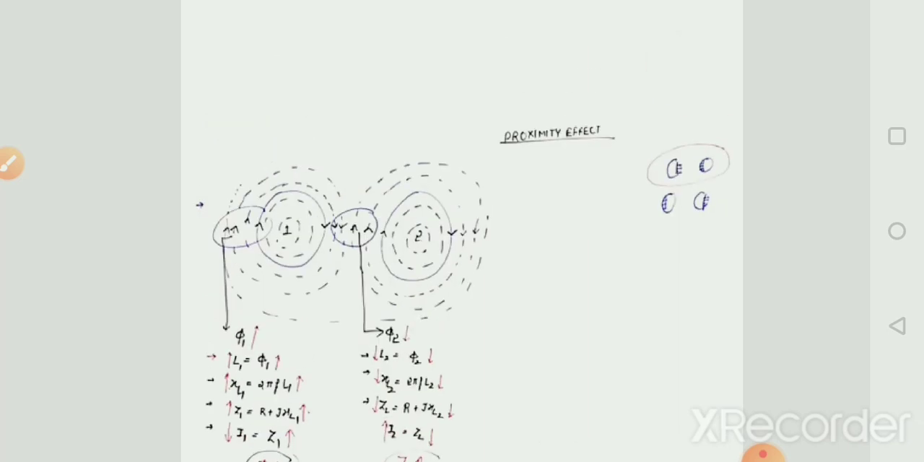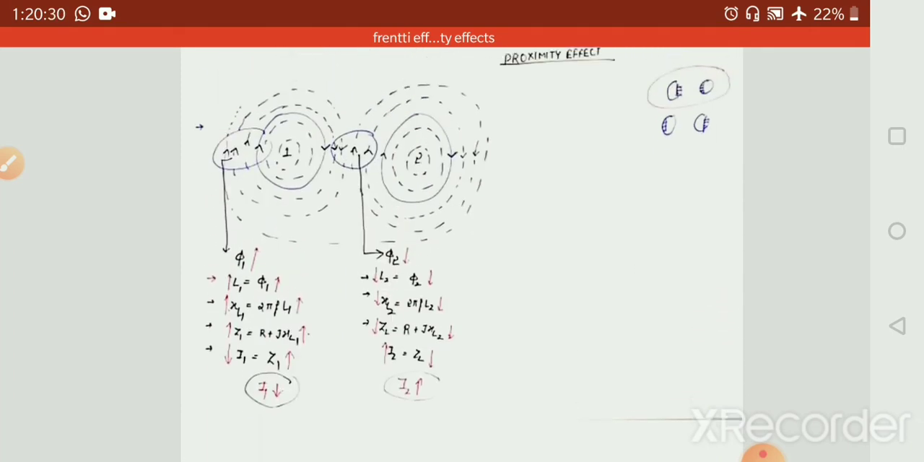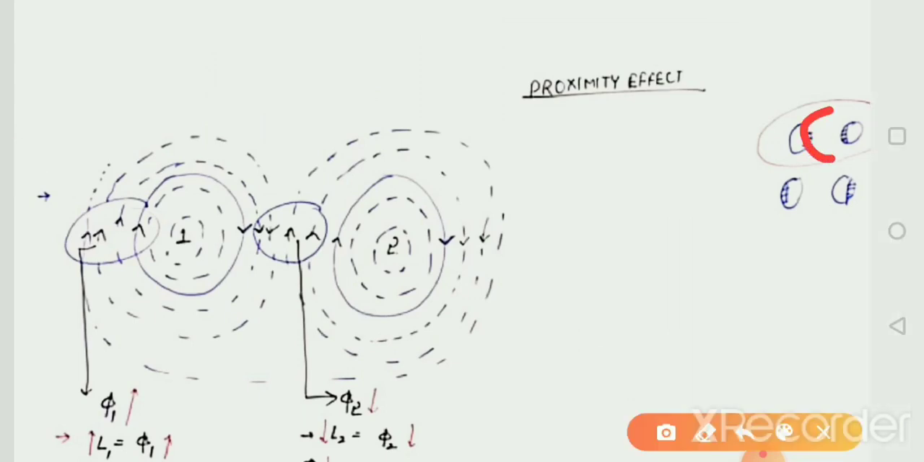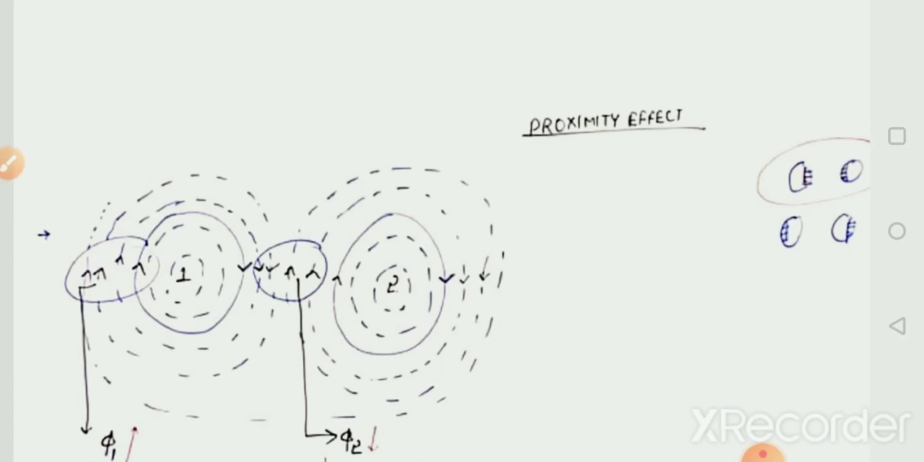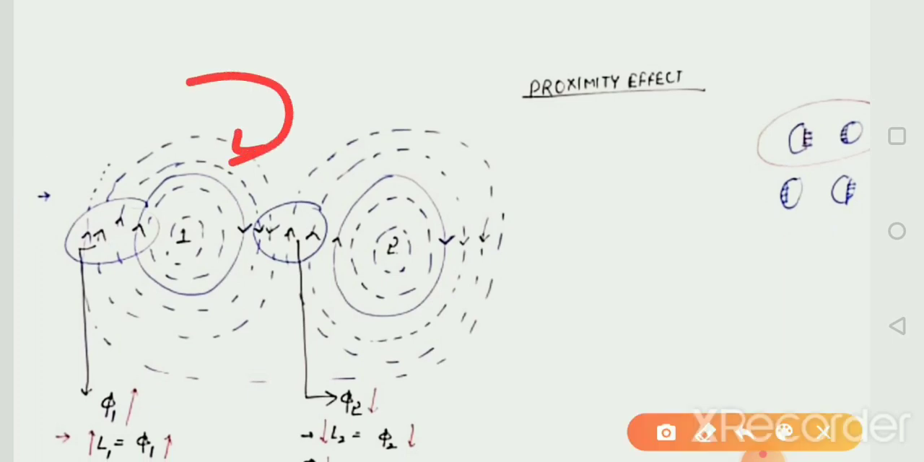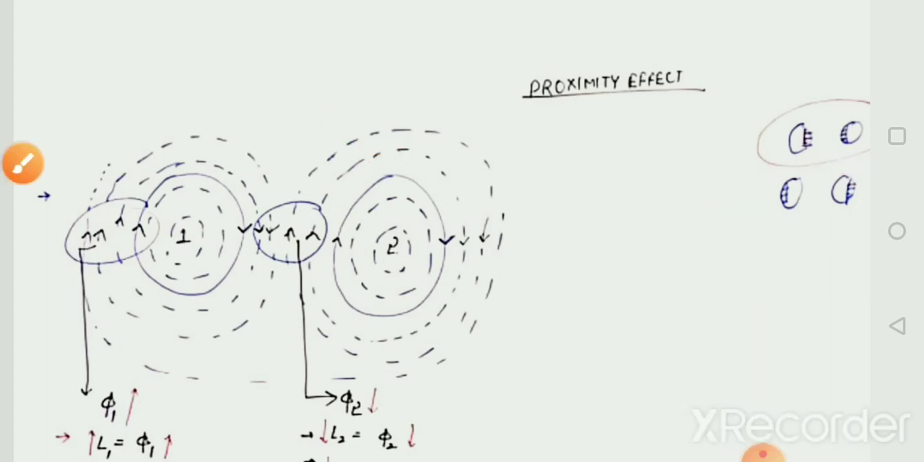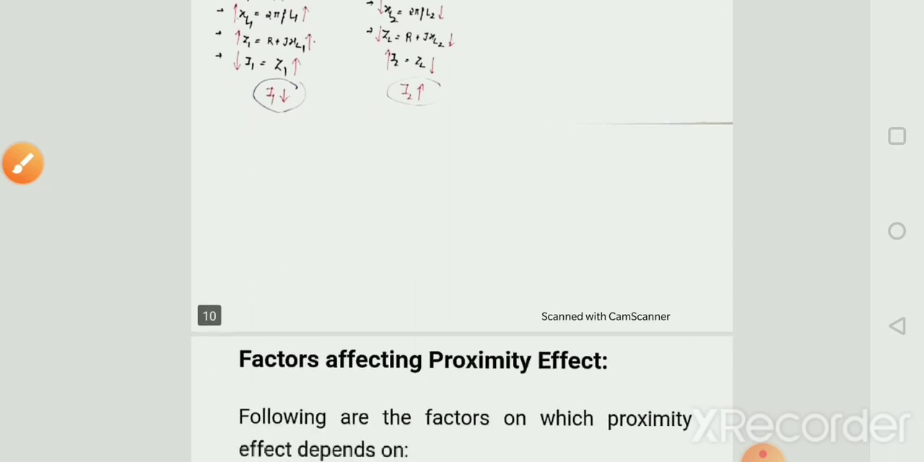So if we take the same direction current flow in this circuit, we get that the flux is decreasing and the current is increasing, so we can say the maximum current flows in the half of the part. Same if we take the opposite condition, where one direction is clockwise and the other is anti-clockwise, we can see the current density flows at the half of the portion on the other side. So this is the proximity effect.